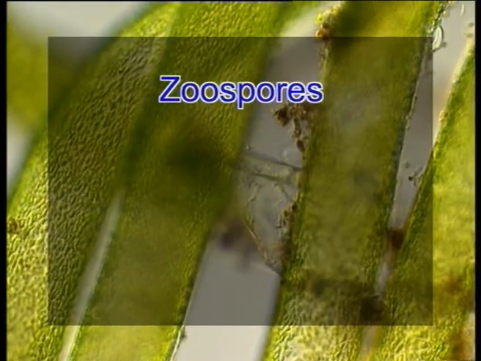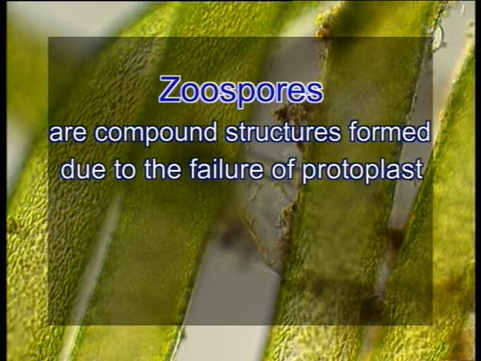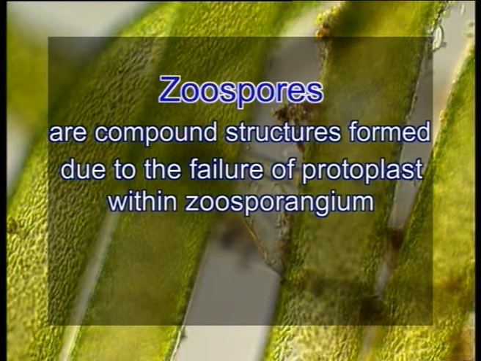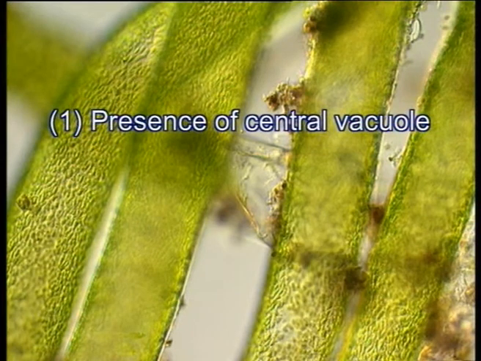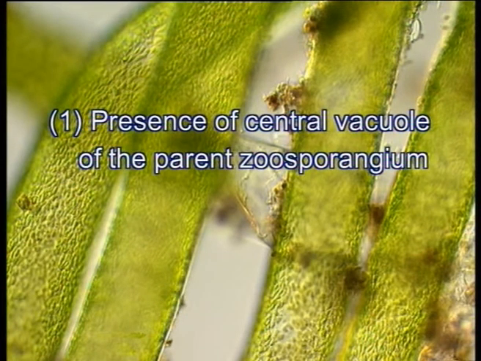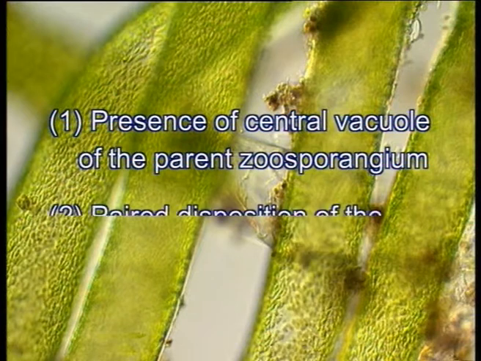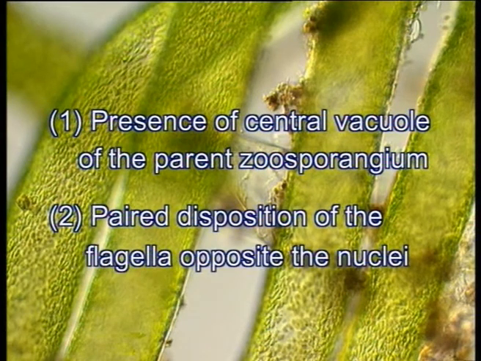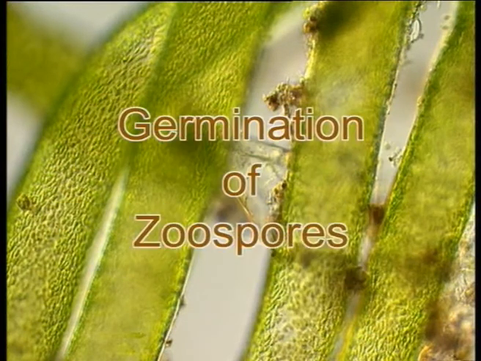The zoospore is a compound structure formed as a result of the failure of the protoplast within the zoosporangium to divide into uninucleate biflagellate zoospores. Thus, it may be more appropriate to term it a synzoospore, a view supported by two facts. Number one, presence of the central vacuole of the parent zoosporangium, and number two, paired disposition of the flagella opposite the nuclei.